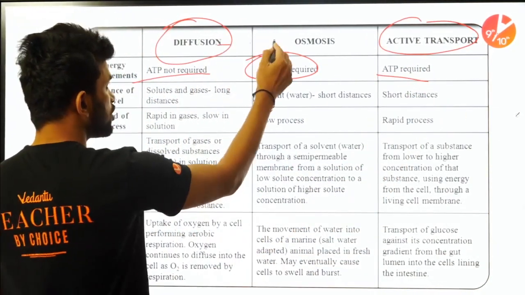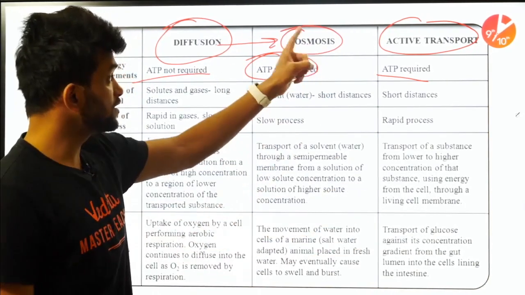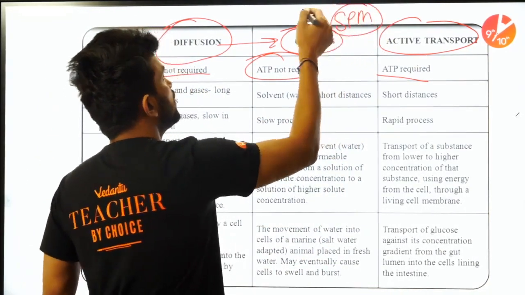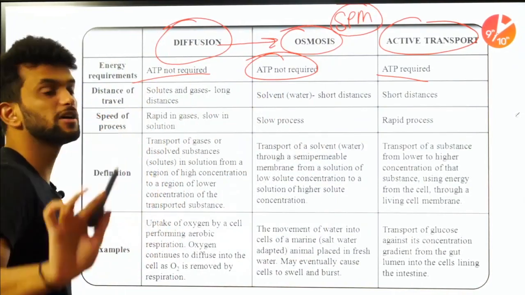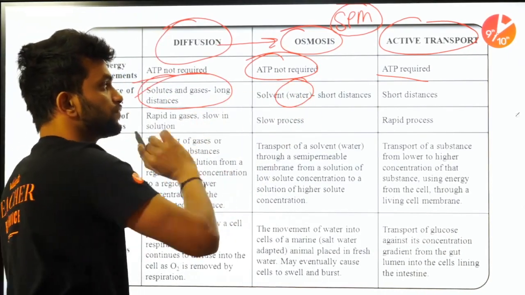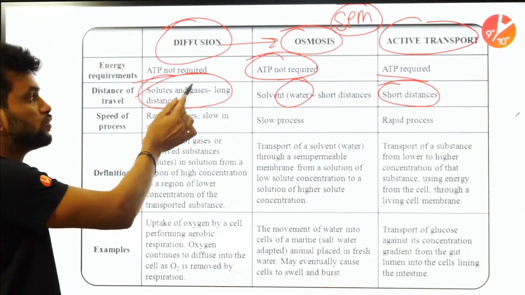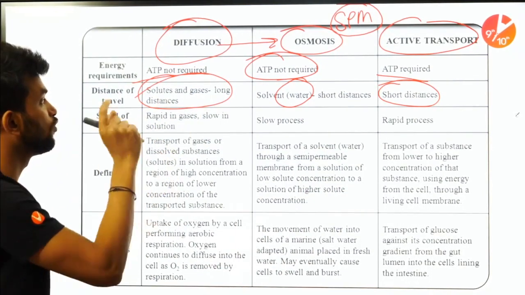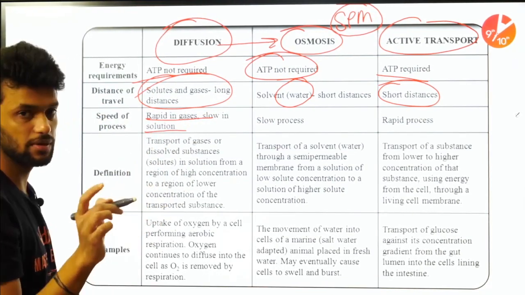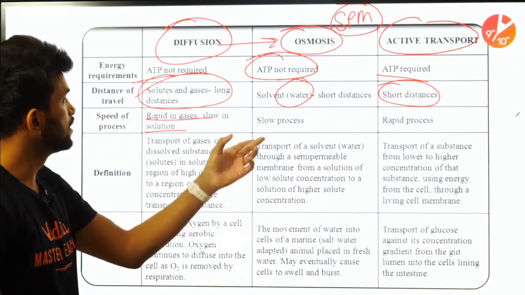Guys, how are diffusion and osmosis different? In osmosis we need a semi-permeable membrane, whereas in diffusion there is no need for a semi-permeable membrane. Very important. Solute and gases in diffusion, here only solvent. Here anything for short distance, mainly ions for short distances. Here solute, meaning solid particles, gases and water also. Here only water. Rapid in gases, slow in solution: if you spray a perfume here, it will spread throughout the room.